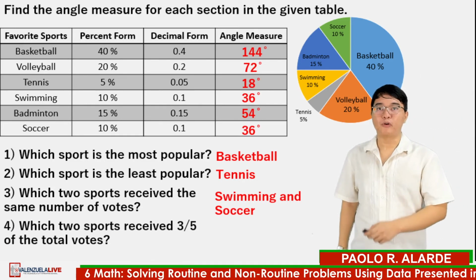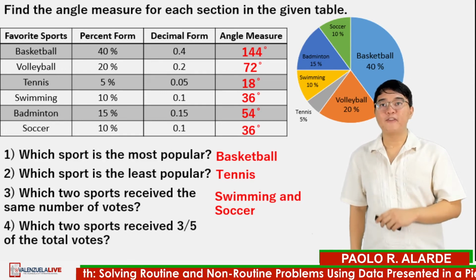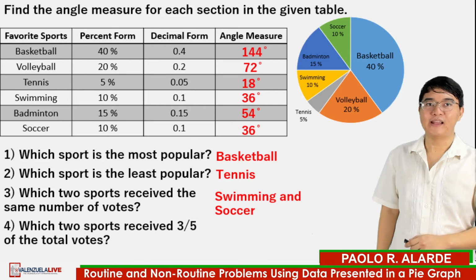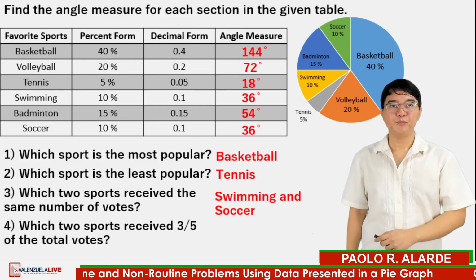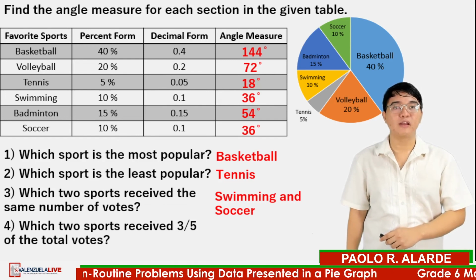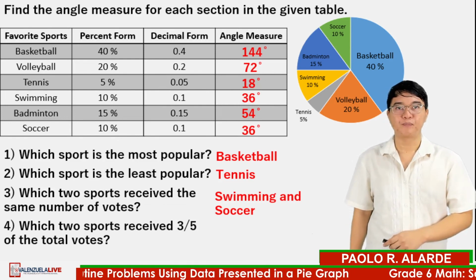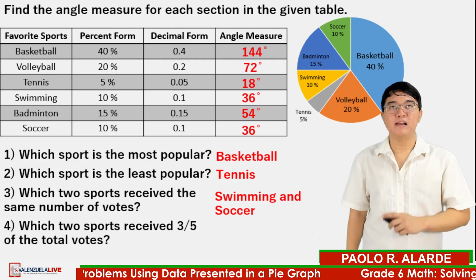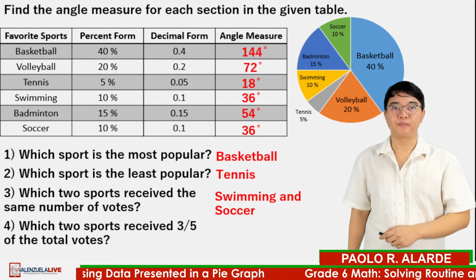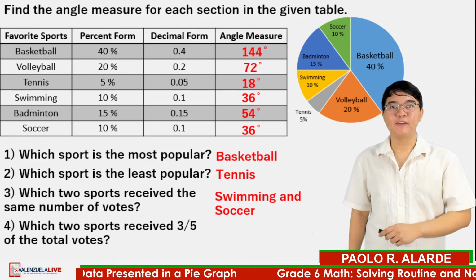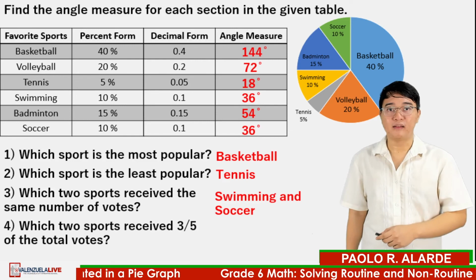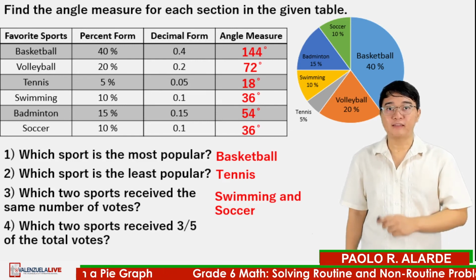Now, question number 4. Which two sports received 3/5 of the total votes? Any guess? What is 3/5 of the total vote? 3/5 in decimal is what? 3/5 is 0.6 in decimal, right? Or 6/10.